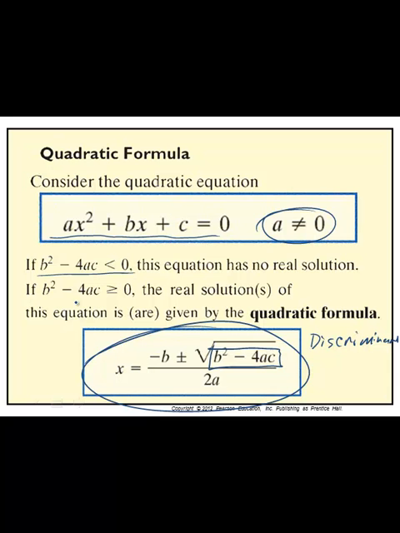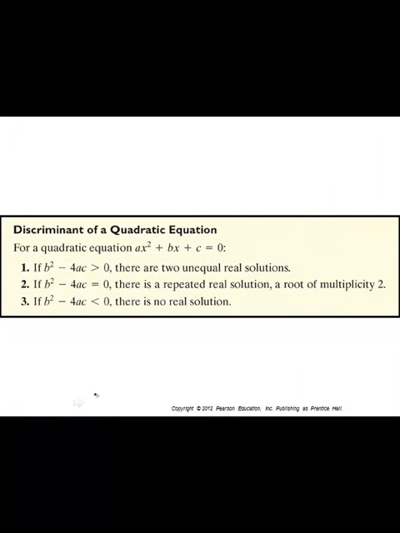Now, if b squared minus 4ac is equal to 0, if the discriminant is 0, then the square root of that is 0 as well, and you just have the one unique solution, negative b over 2a. Otherwise, if the discriminant is a positive number, greater than 0, then you're going to end up with two different real number solutions. Okay, so that's basically all summarized on this panel.